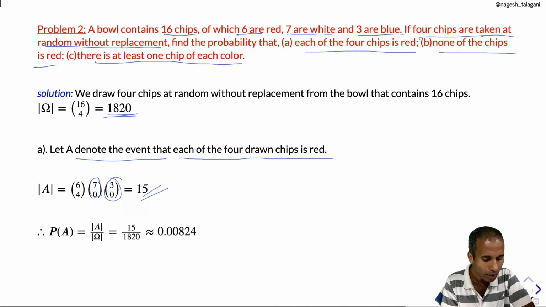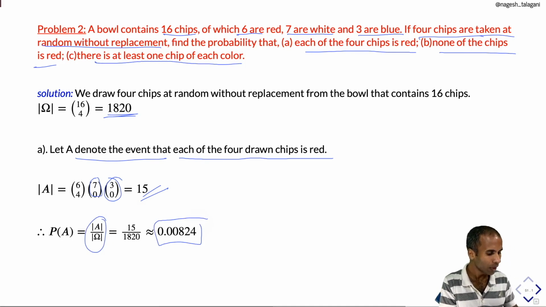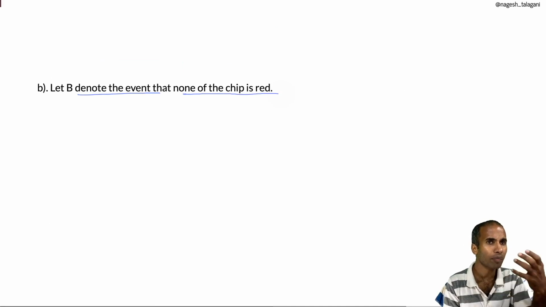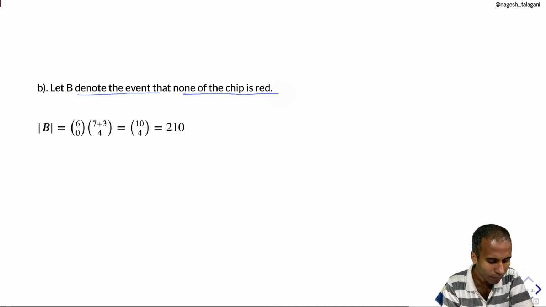So the probability of A is going to be the number of elements in A by the number of elements in omega, which is 15 by 1820, whose value is 0.00824. Next, B. Let capital B denote the event that none of the chips is red. So all 4 are coming from non-red. How many non-red? 7 plus 3, right? So we have to pick 4 chips from 7 plus 3 chips. The number of elements in B is going to be, from 6 red we are picking 0, from the remaining 7 plus 3 we are picking 4. This can be done in 10 choose 4 ways, whose value is 210.